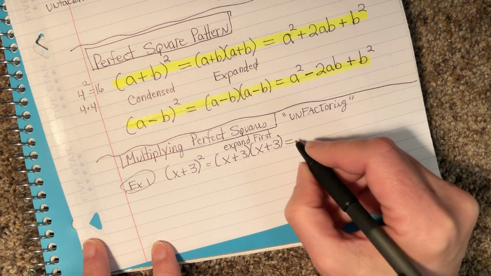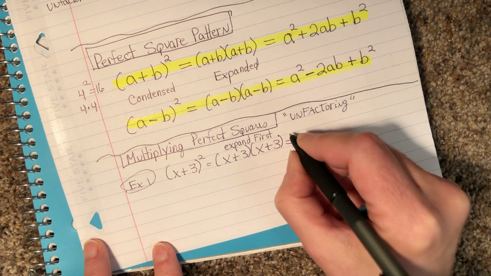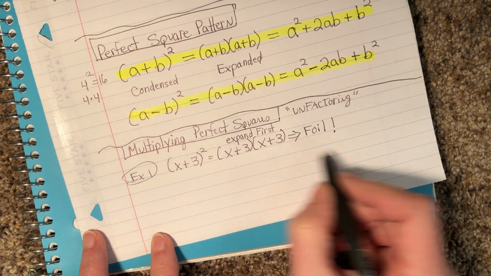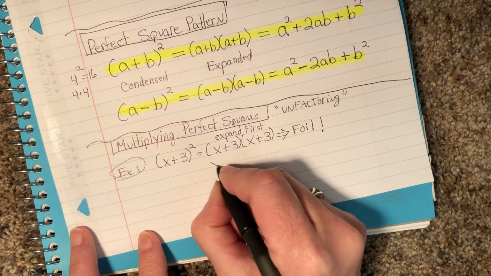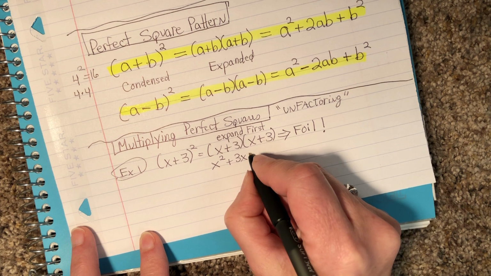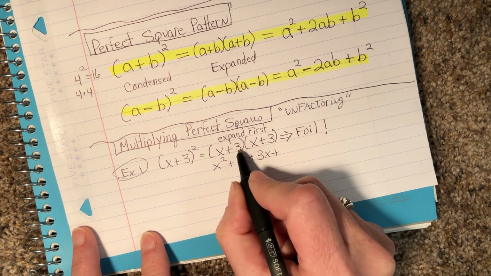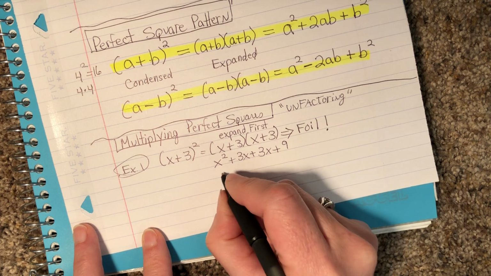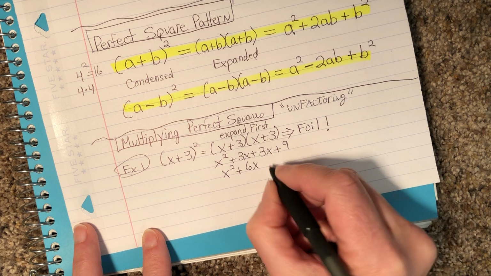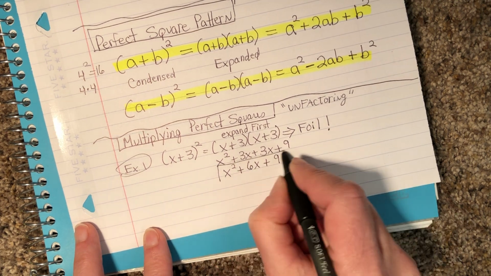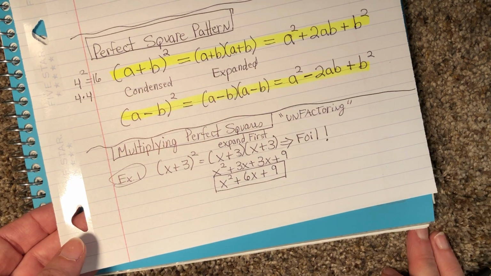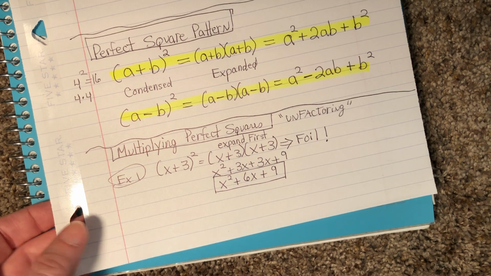Okay. Then you're going to FOIL. So this is going to be x squared, outer is 3x, inner 3x, last 3 times 3 is 9, so it equals x squared plus 3x plus 3x is 6x. Do not add the exponents. Plus 9. All right, pretty easy.